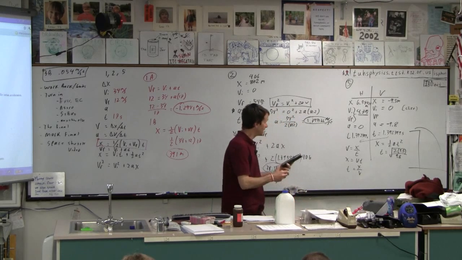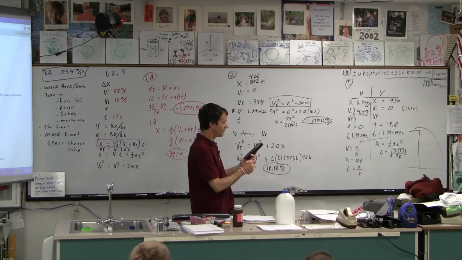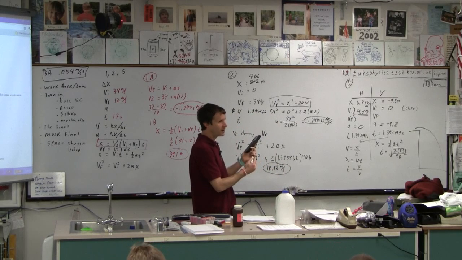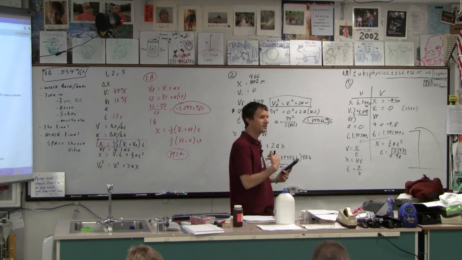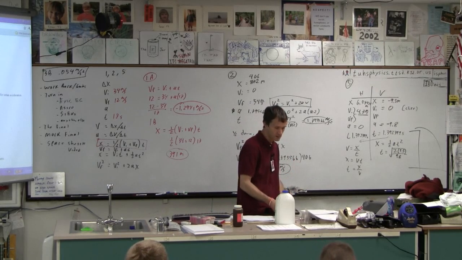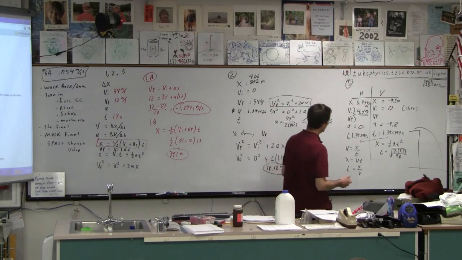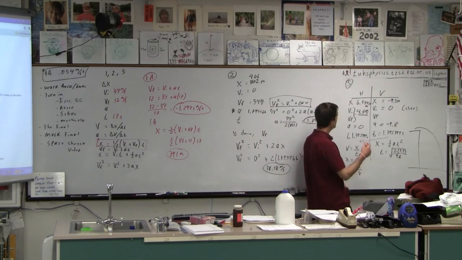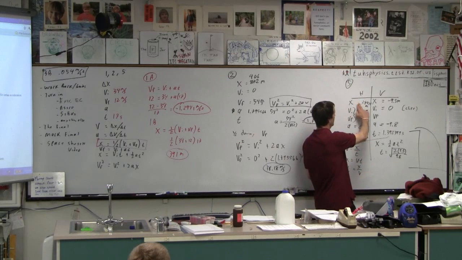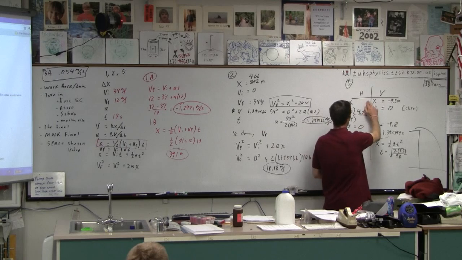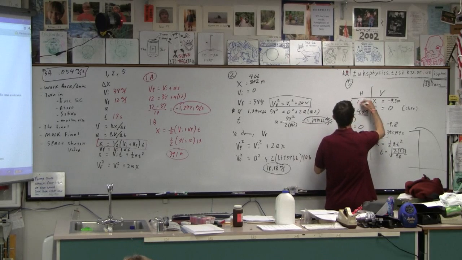Then the next question says, what speed should he run? Are there questions about part A? Are we good? And then the next one says, what speed should he run to land 17 meters from the base? Yeah? Well, we don't have to redo everything, right? Where does the 17 meters go? This one here, right? That's how far we want to land.